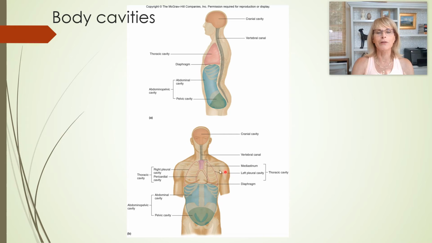You need to know 3 of them. The pleural cavities here, each one of them holds 1 lung. So where is the lung? It's in the pleural cavity inside of the thoracic cavity, okay?